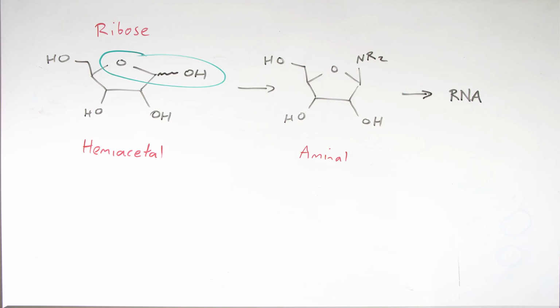In ribose, instead of doing a second alcohol displacement to make the acetal, it gets done with an amine to make an aminal. Like that. We link those together, we call it ribonucleic acid, RNA. Mildly important. Just a little trace.